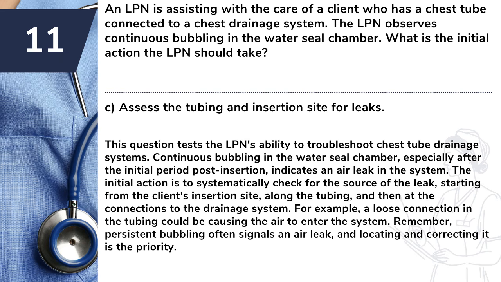The initial action is to systematically check for the source of the leak, starting from the client's insertion site, along the tubing, and then at the connections to the drainage system. For example, a loose connection in the tubing could be causing the air to enter the system. Remember, persistent bubbling often signals an air leak, and locating and correcting it is the priority.